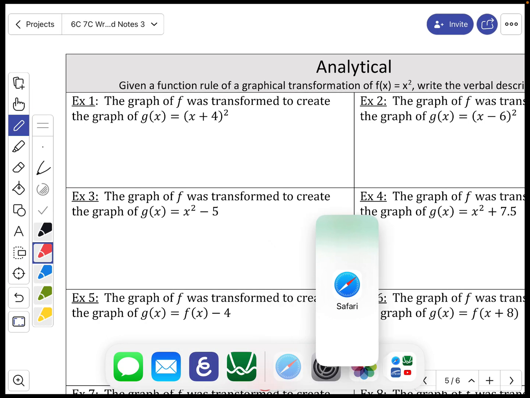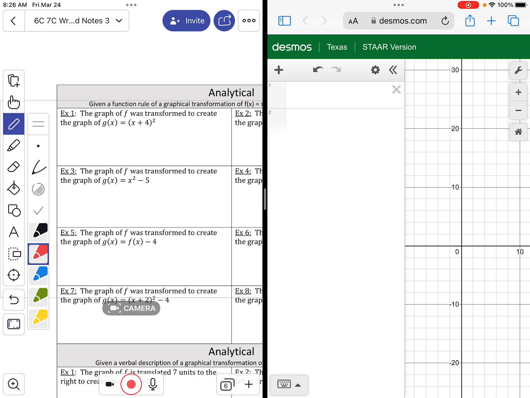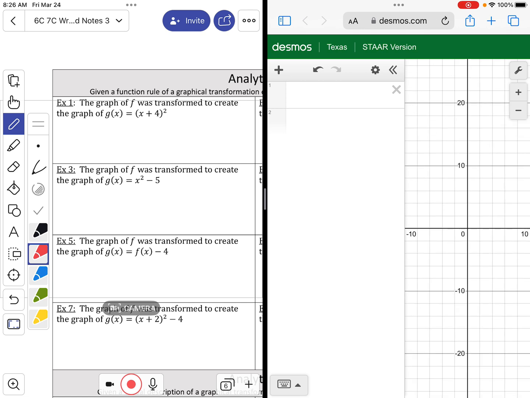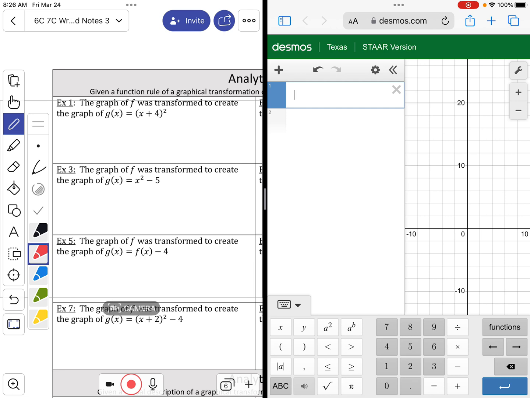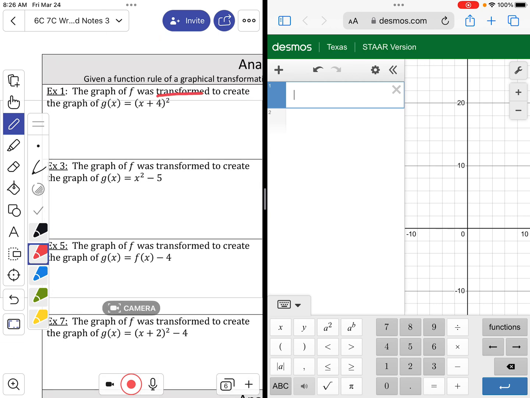At this time, I do suggest you have your Desmos screen opened up because this is very visual. So having a visual here is going to help out tremendously. So the graph of f is transformed to create the graph of g of x equal x plus 4 squared. Now, that looks weird reading it off, but the key word here is transformed. So we know that f, the OG, original, changed to create g of x.